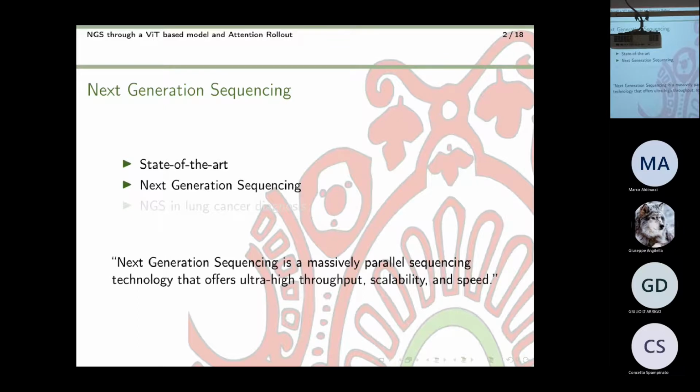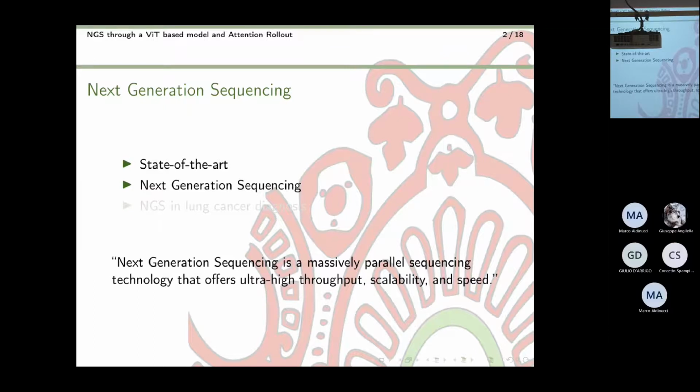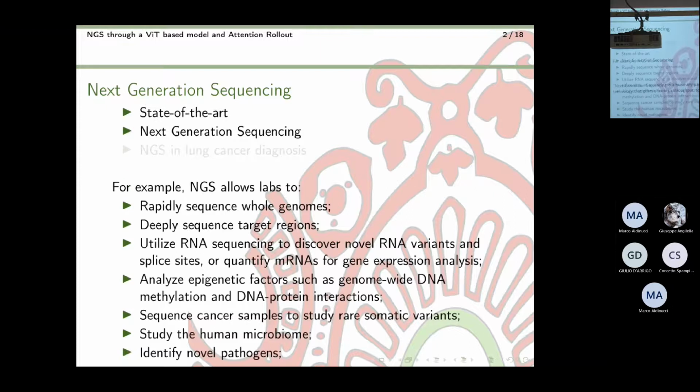ultra high throughput, scalability, and speed. But the point is that nowadays DNA sequencing technologies struggle to catch up with current genomics demand. So next generation sequencing has revolutionized the world of biological sciences. And today it allows labs to perform tasks at a level never possible before. So biological systems can be studied at a deeper level.